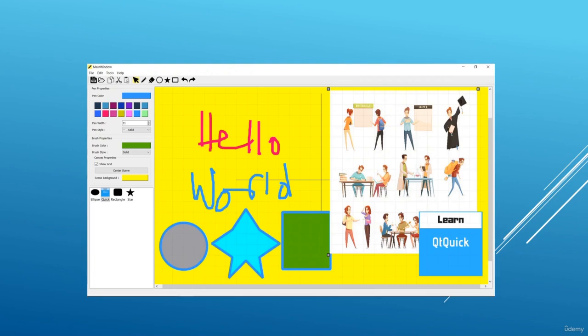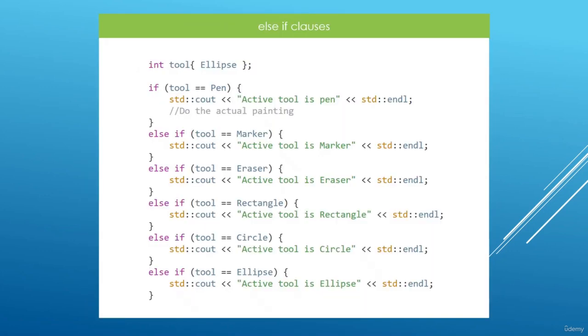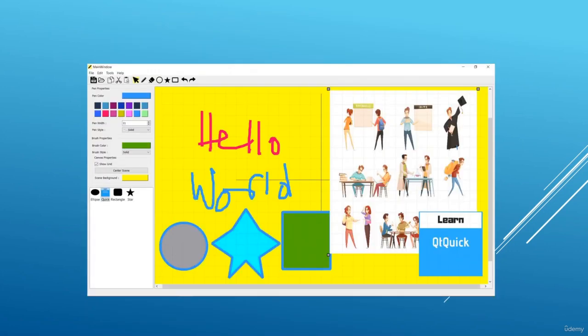For example, this is one of the applications I have done in one of my advanced courses about Qt and C++. Qt is a framework that allows you to do graphical user interfaces like this, and you can build applications like this. So what I did here is I did the exact same thing that we have here. I had a chain of if and else if statements, and whatever tool was selected as the current tool was used to draw things on the canvas here.